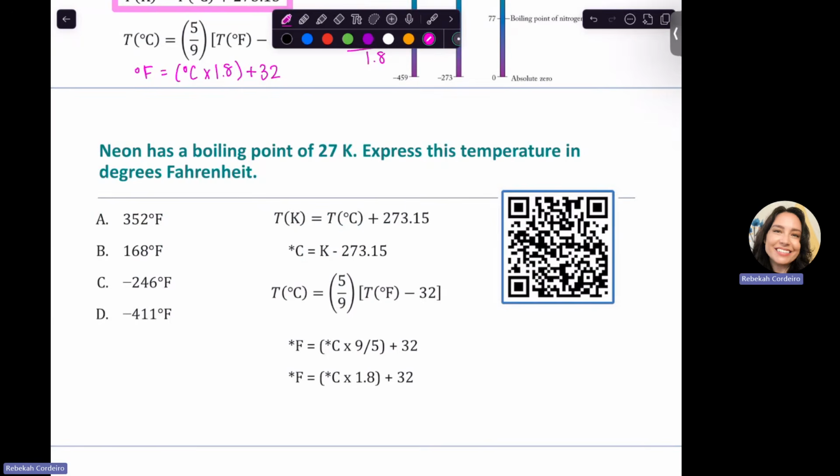It's best practice to stop the video, try to solve it, then come back. Hopefully you get the answer as D. If not, text me. I can help you figure out what you're doing wrong.